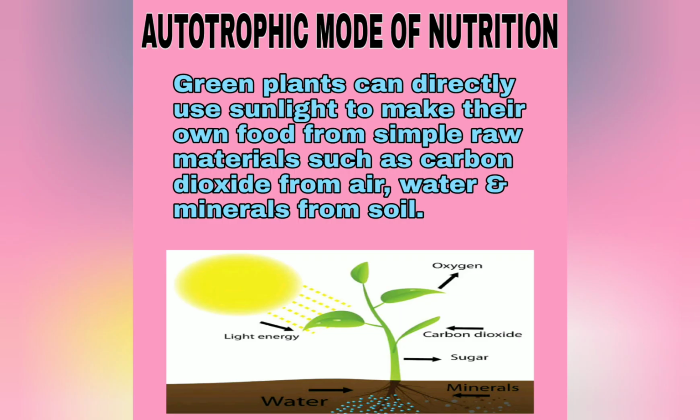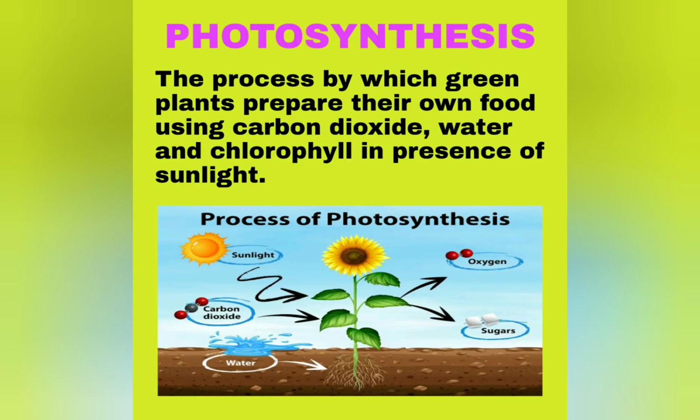Autotrophic, as the name suggests, means to make their own food by the organism themselves, like in green plants. Green plants have the capability to synthesize their own food with the help of sunlight, carbon dioxide, and minerals. Let's talk about the very important process going on in green plants, that is photosynthesis.